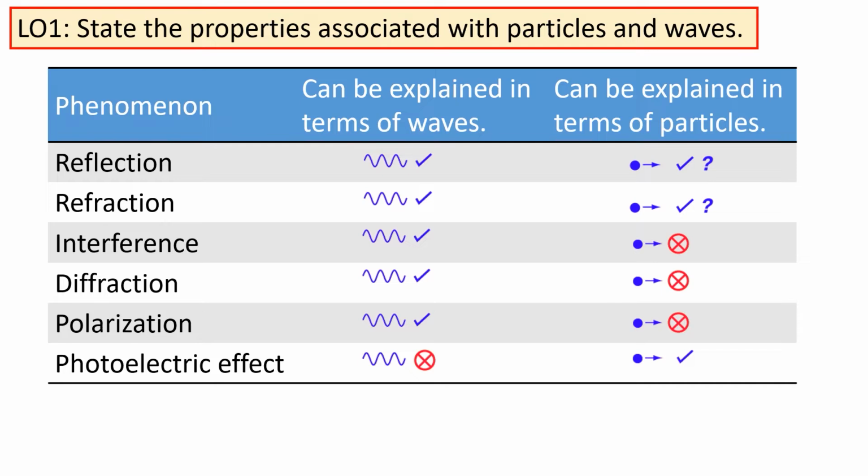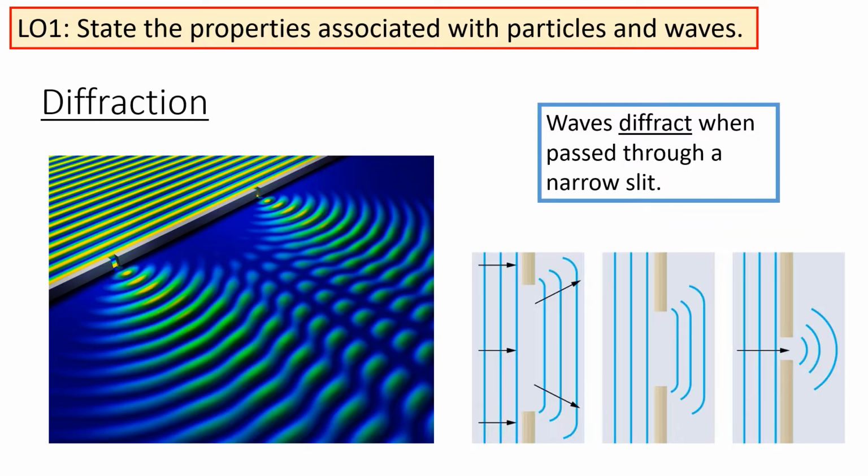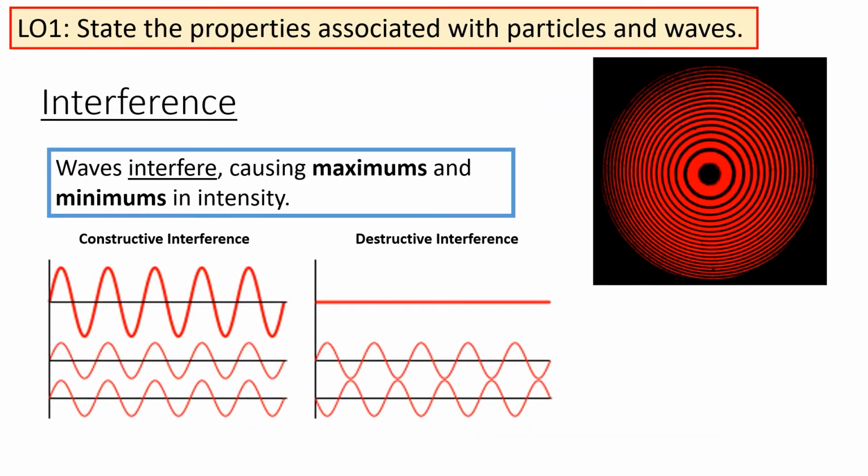On the other hand, we have interference and diffraction. These can only be explained in terms of waves. Let's familiarize ourselves with interference and diffraction before we get started. Diffraction is where a wave is passed through a narrow slit. As it's passed through this narrow slit, it will spread out and form what's known as a diffraction pattern. In order to observe diffraction, the wavelength of the wave should be roughly equivalent to the size of the slit it's being passed through.